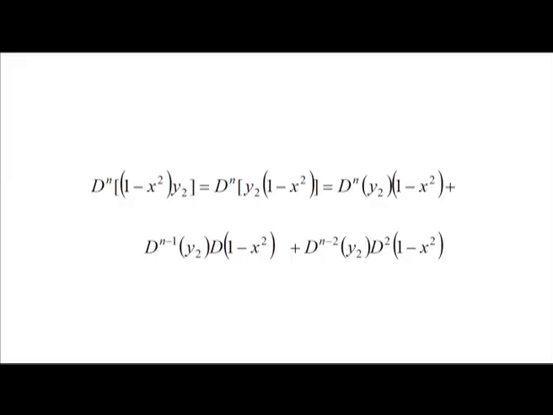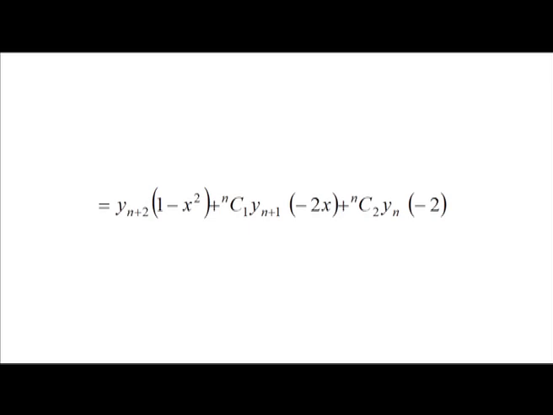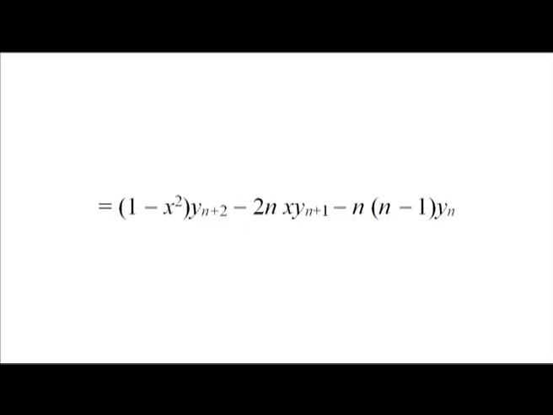Then we obtain d^n of (1 minus x²) y2 equal to d^n of y2 into (1 minus x²) plus d^(n-1) of y2 into d of (1 minus x²) plus d^(n-2) of y2 into d² of (1 minus x²), equal to y(n+2) into (1 minus x²) plus nC1 y(n+1) into (minus 2x) plus nC2 yn into (minus 2), equal to (1 minus x²) into y(n+2) minus 2n into x into y(n+1) minus n into (n minus 1) into yn.